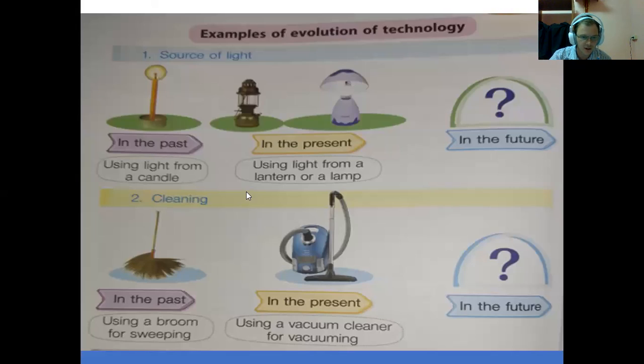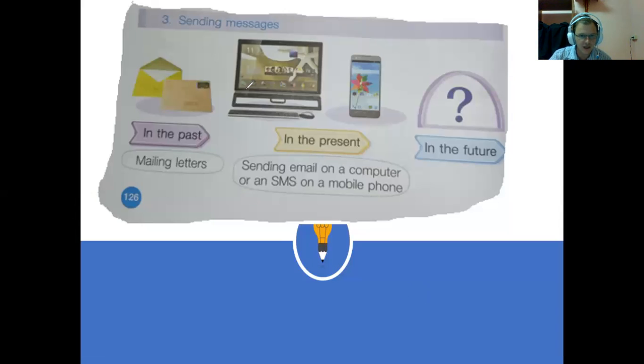I'm only going to look at the 3 here. The next one is sending messages, or communication. And this one is very simple. In the past, we used to write letters to each other, and we had to send them via the post. And way back then, when we didn't have any post offices or any fast ways of traveling, we had to walk to deliver letters or use birds or doves to carry our letters.